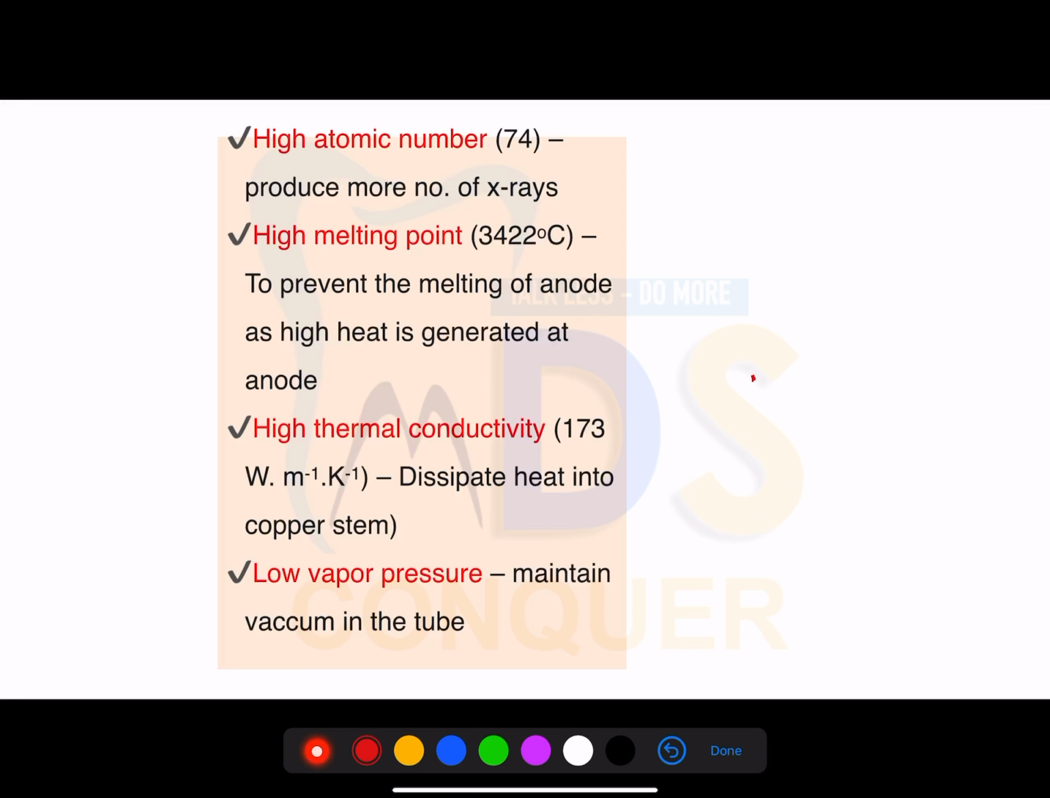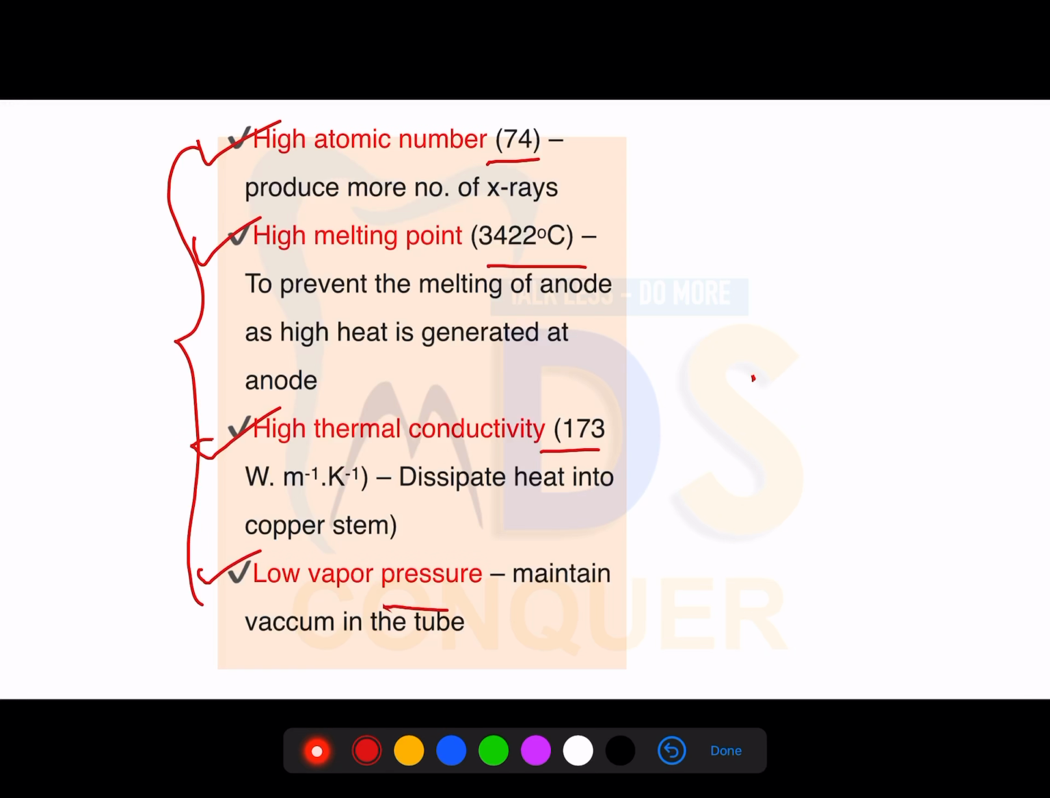So in this slide, the 4 important things you have to remember are high atomic number, high melting point, high thermal conductivity and low vapor pressure. So these 4 points and the numericals regarding these 4 points are important regarding the tungsten target.